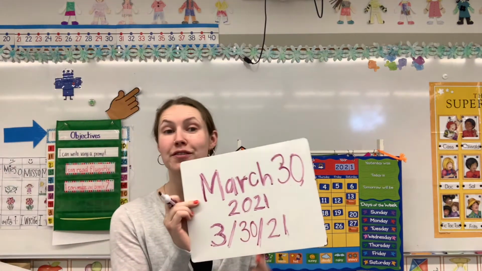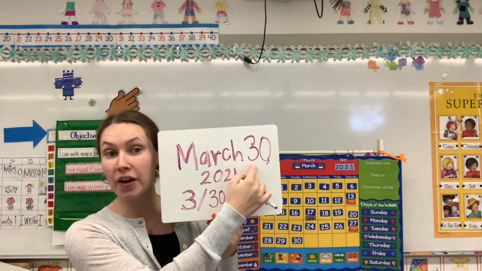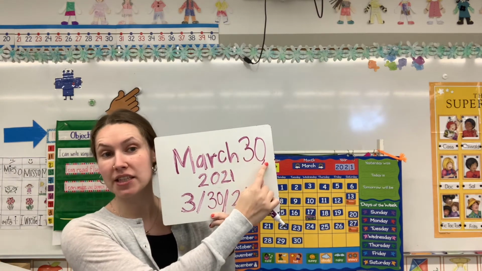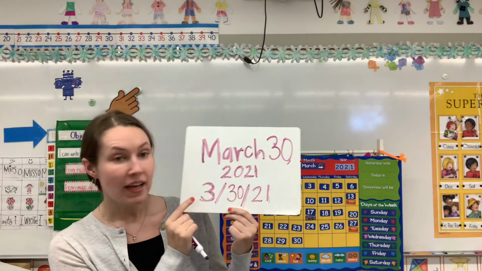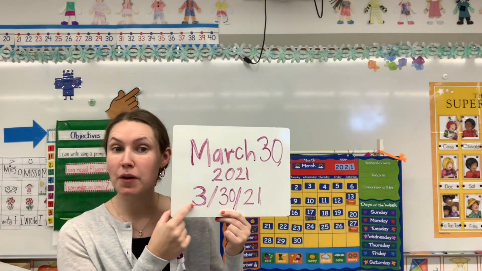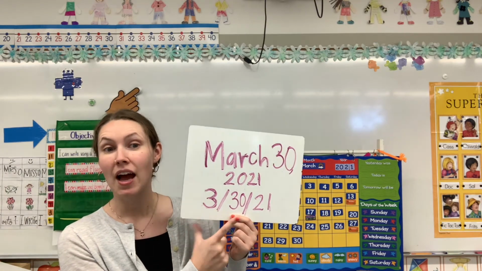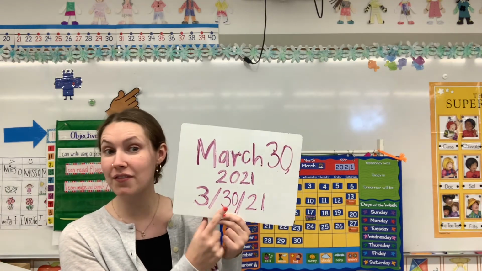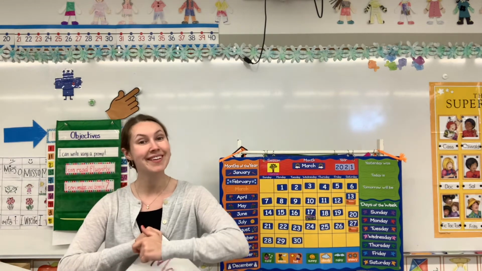Okay, so today, to write the date, we're going to start with the word March. Then we're going to write a 30. We have a 3 in the tens place and a 0 in the ones place. And the year 2021. Now, if we look at that with our numbers, we're going to write a 3 because it's the 3rd month of the year, a 30 because it's the 30th day of the month, and a 21 for the year 2021. Well done, everyone.